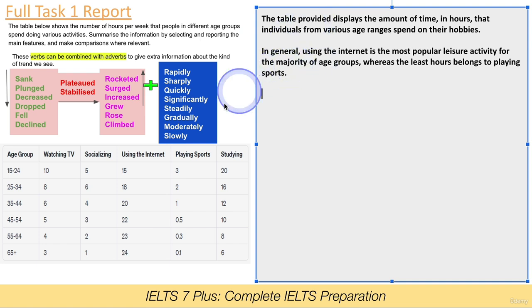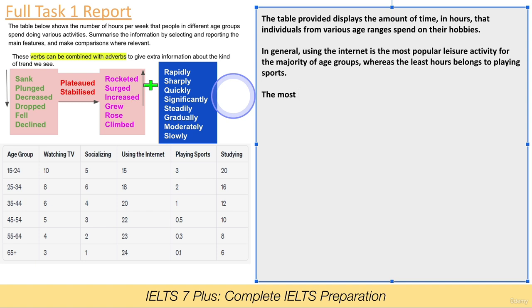Then we move into our overview. So now we can get stuck into the first group using the data from the table itself. And we'll draw the main features. That's what we're doing. Okay. So our first group was using the internet, studying, and probably watching TV as well. And we can group them together with media maybe, or technology or something like this.